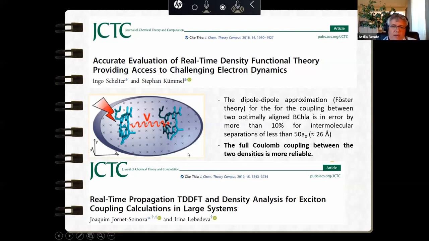And here, Joachim, Sornet and Somoza applied this RT-TDDFT theory to large biological systems and showed the propagation of the excited states over longer distances.